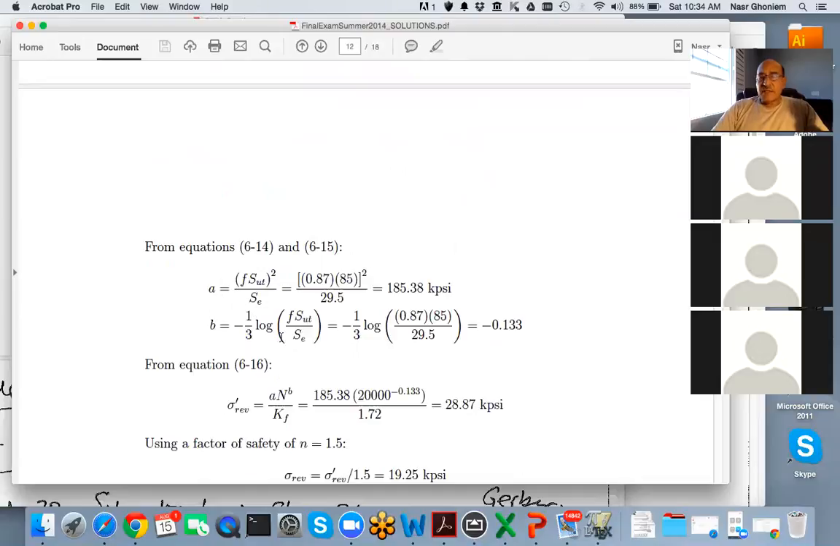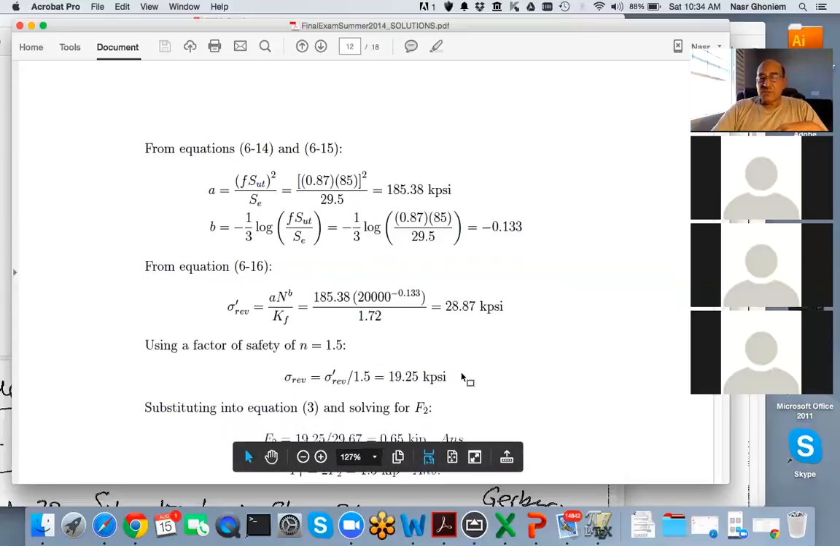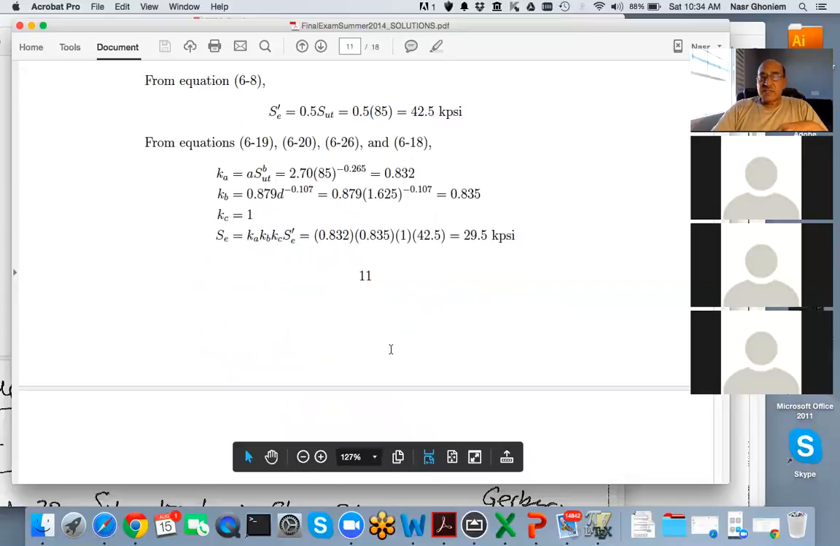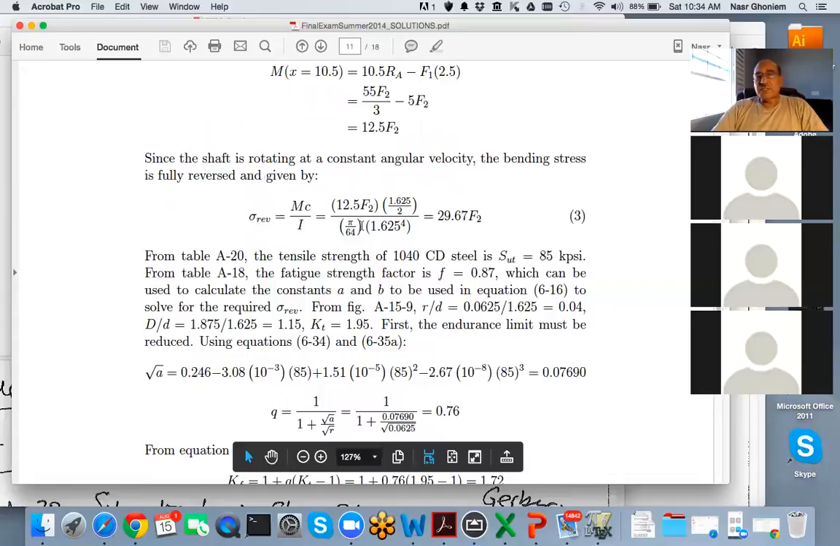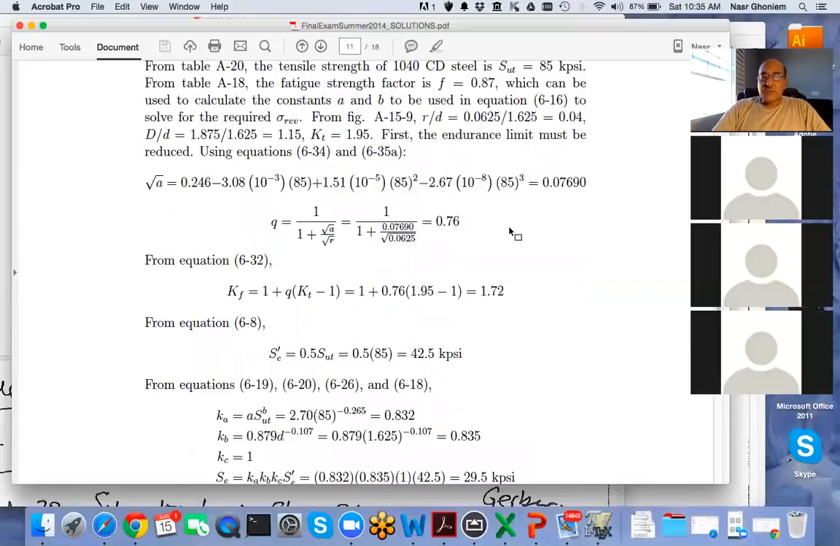All right, so having done that, then I can find from the F and S ultimate and SE, I can find the A and B values, and therefore we know now that the straight line equation is the power law for the fully reversed sigma. And N is given to me, 20,000. And then I know the A and B, and I know also the stress concentration factor. That gives me 28.87. That is the allowable fully reversed stress. And if I now include a safety factor of 1.5, then I even knock it down to 19.25. And therefore, I'm done, because once I know this, I know that sigma fully reversed must not exceed 29.67 F2, and then now I know sigma fully reversed, I can substitute and find the value of F2 and hence the value of F1.